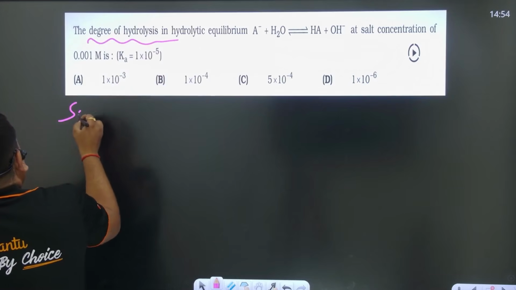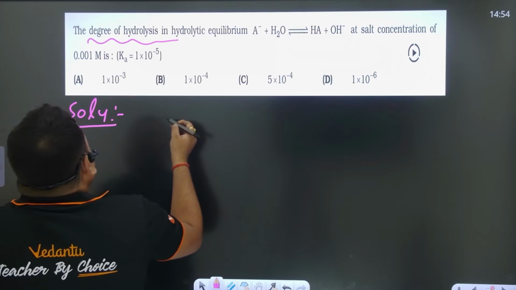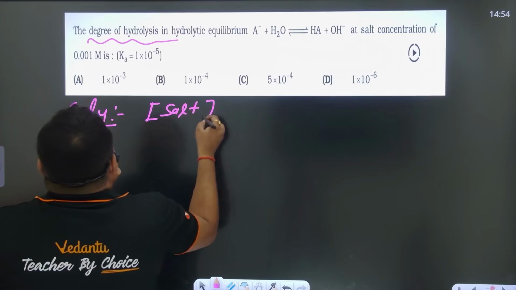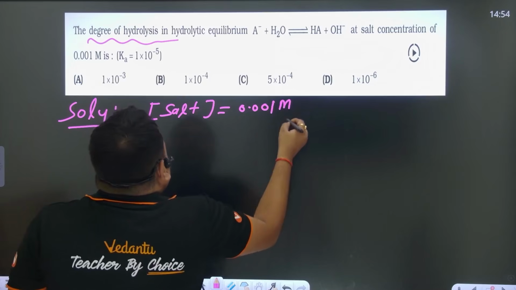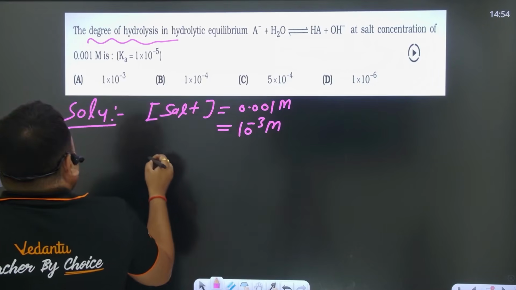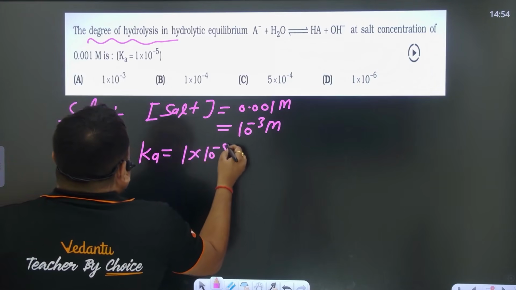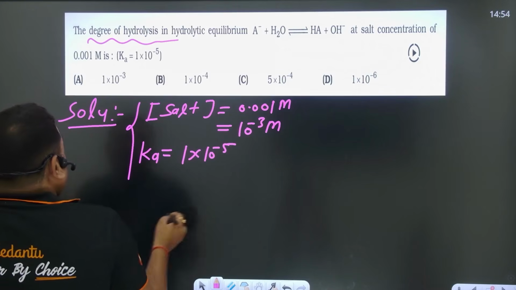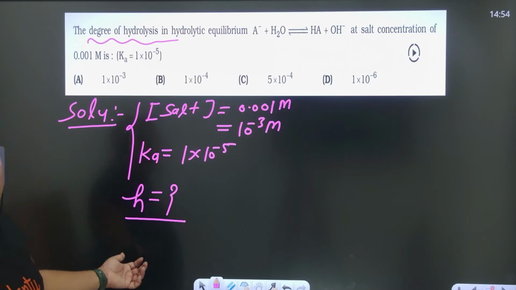Now first we have to see what parameters are given in the question. See, in the question they give the concentration of salt as 0.001 molar. You can also write it in this way, 10 to the power minus 3 molar. And the Ka value is also given in the question. Ka is what? 1 into 10 to the power minus 5. Right? Now you have to solve for the degree of hydrolysis. You have to find the value of h here.